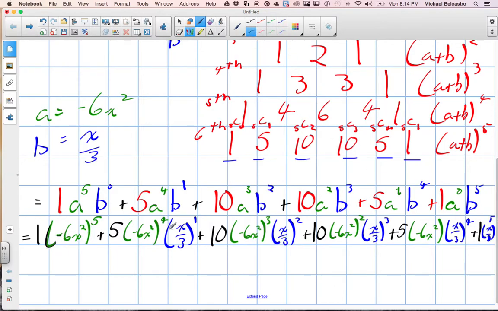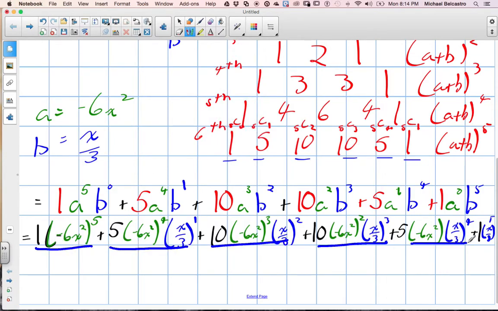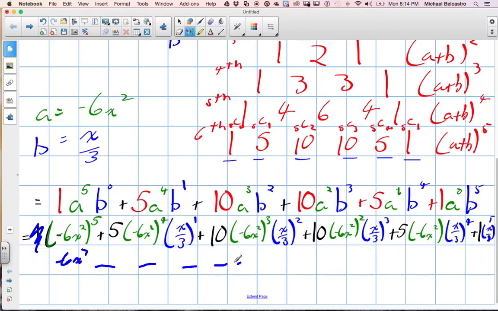So now we think of each of these as one term, this is a term, this is a term. And like we said, we're going to have 6 separate terms, so we're going to evaluate each of them. 1 times anything is going to be that number, so that's unimportant. And this is negative 6x squared times negative 6x squared, 5 times over. One way you could do this is the power of a power rule for the variable. We multiply the 2 exponents, so that becomes x to the power of 10. But we still have to put negative 6 to the power of 5.